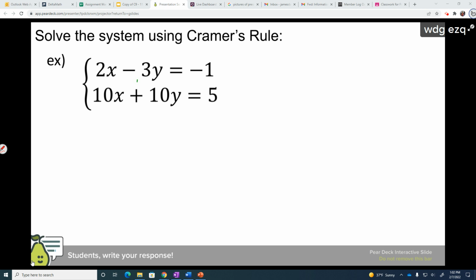All right, so let's go ahead and get D on this one. So D again is the coefficients, so 2, 10, negative 3, and 10. And then especially once you get the hang of these 2 by 2 determinants, they're easy. Just make sure you get the right signs in there. So 2 times 10 is 20, minus negative 3 times 10 is negative 30. There we go.